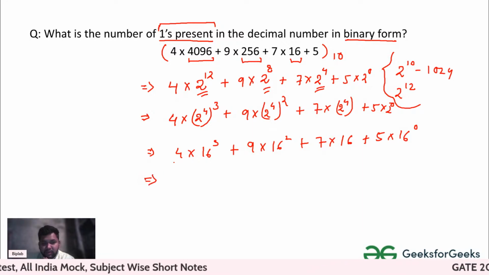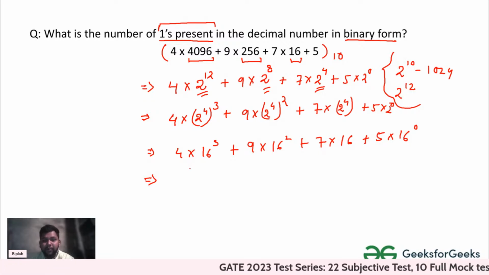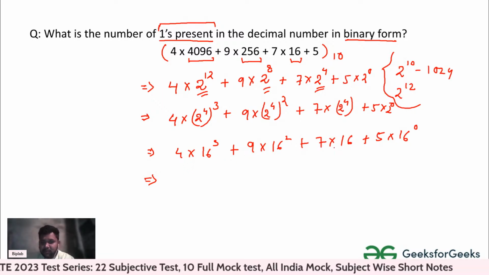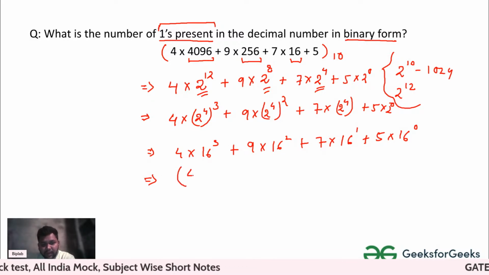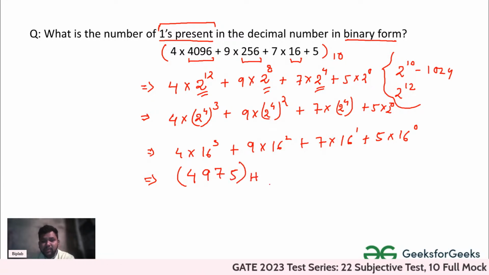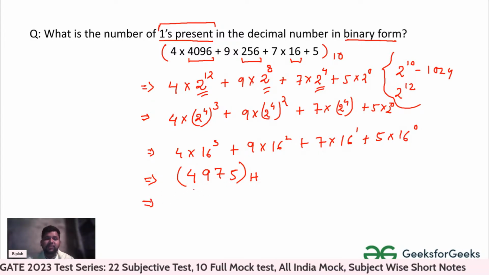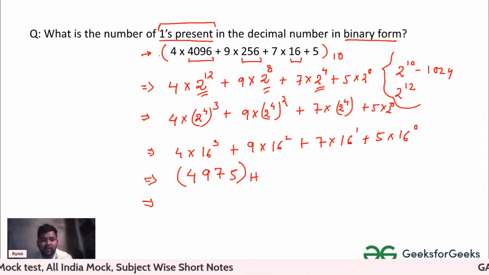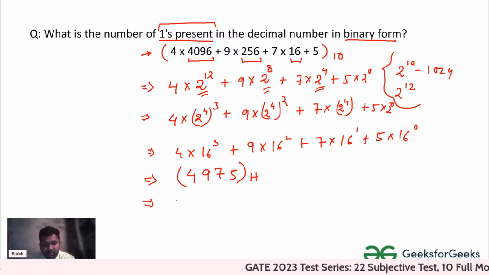Now you can see this is a decimal number, but this decimal number is represented in a form which can be easily converted to a hexadecimal number, because in hexadecimal we write like this, 16 to the power 0, 1, 2 and 3. So we can directly write this number as 4975 base hexadecimal, that is h. When you have a hexadecimal number, that is very easy to convert to binary. It may not be that easy directly from here, but it is very easy to convert into binary from hexadecimal. So what is the process?